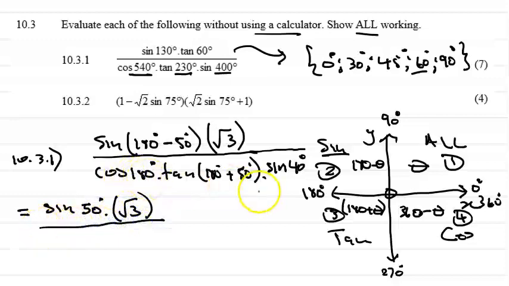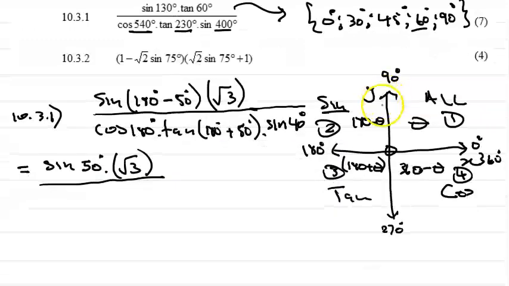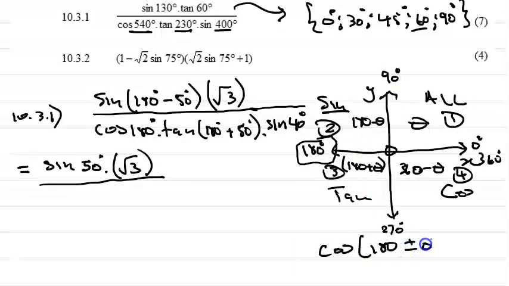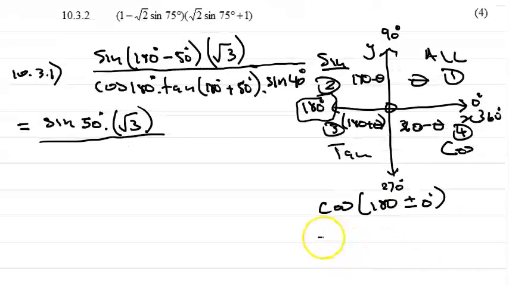Cos of 180. Now cos of 180, see now it's a border, it lies on this border here, so therefore it will be cos of 180, you can say plus or minus 0 degrees, which will leave us with minus cos of 0 degrees, because remember in the second and third quadrants cos is negative, so that would be minus 1.